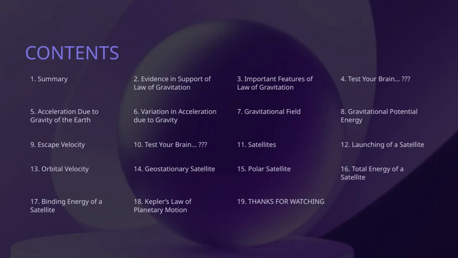Let's take a quick look at the overall contents of this presentation. We'll start with the fundamental concepts of gravitational force and how they support the law of gravitation. Then, we'll explore how gravity influences satellites, including their energy, velocity, and various types like geostationary and polar satellites. We'll also discuss how gravity affects objects on Earth, such as acceleration due to gravity and the variation in gravitational acceleration at different locations. Additionally, we'll examine the concept of energy in satellites, including their total energy and binding energy.